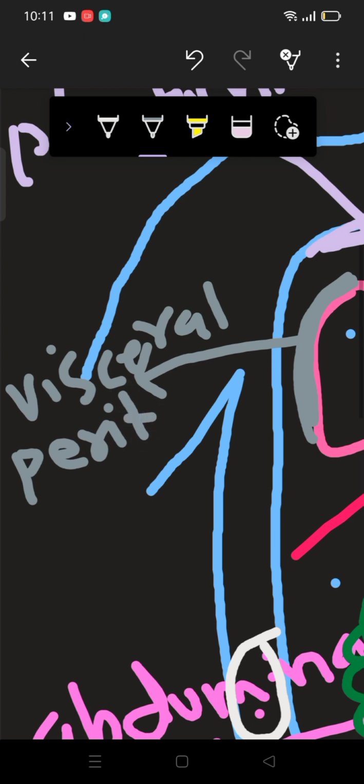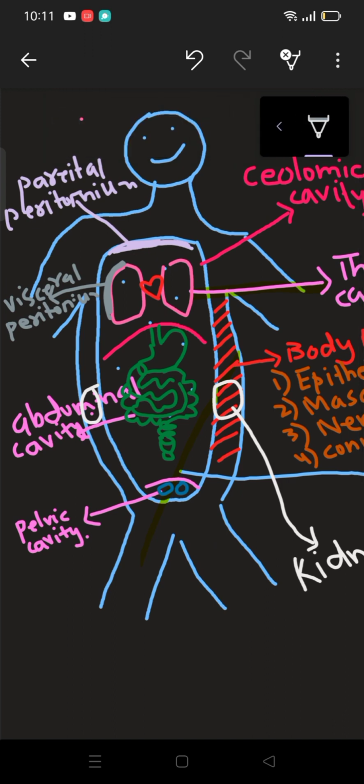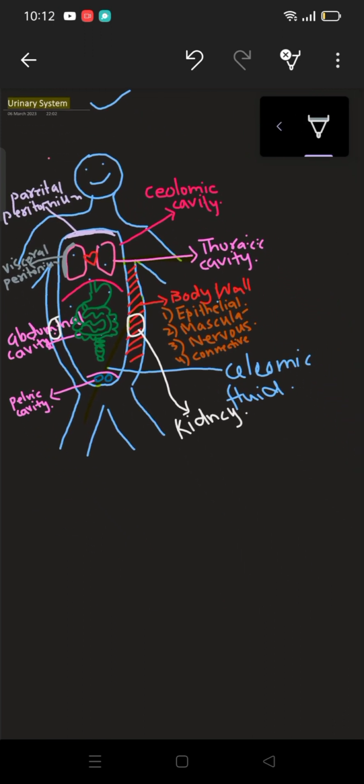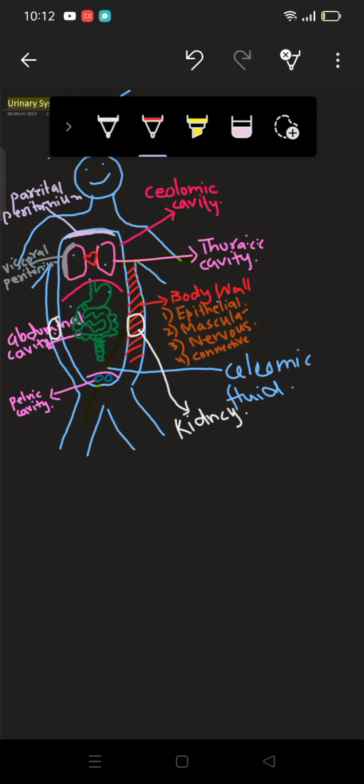Peritoneum. We have two types of covering, both made of epithelial tissue. The first one is the parietal peritoneum, and the second is the visceral peritoneum, which covers every organ of your body. Now here is an important point: kidneys are retroperitoneal organs.